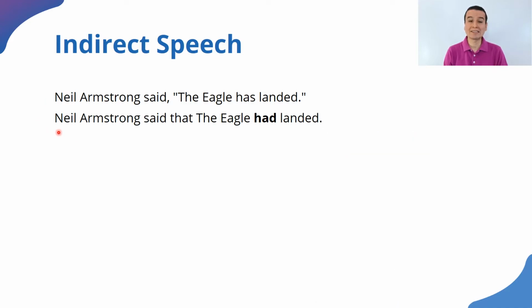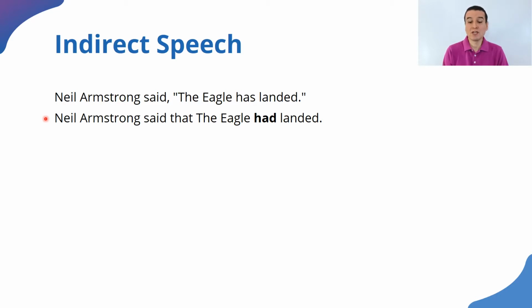Neil Armstrong said that the eagle had landed. Why do we say had landed if he said the eagle has landed? Why? Because we're talking about something that was said in the past. So we're not going to repeat exactly the same words that he used, but we are going to add an extra past description to the action that we were describing. So if he said has landed, we need to add an extra past emphasis there.